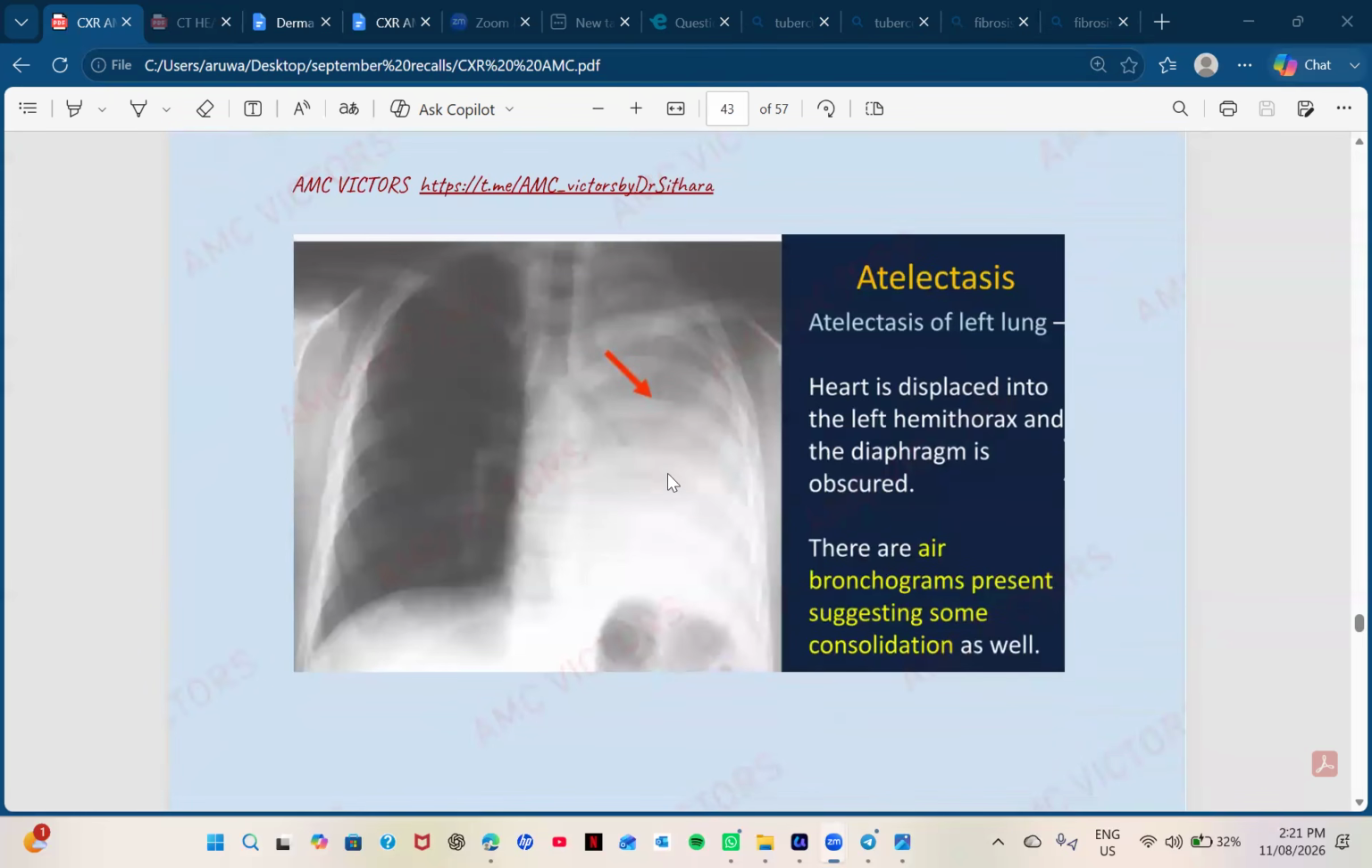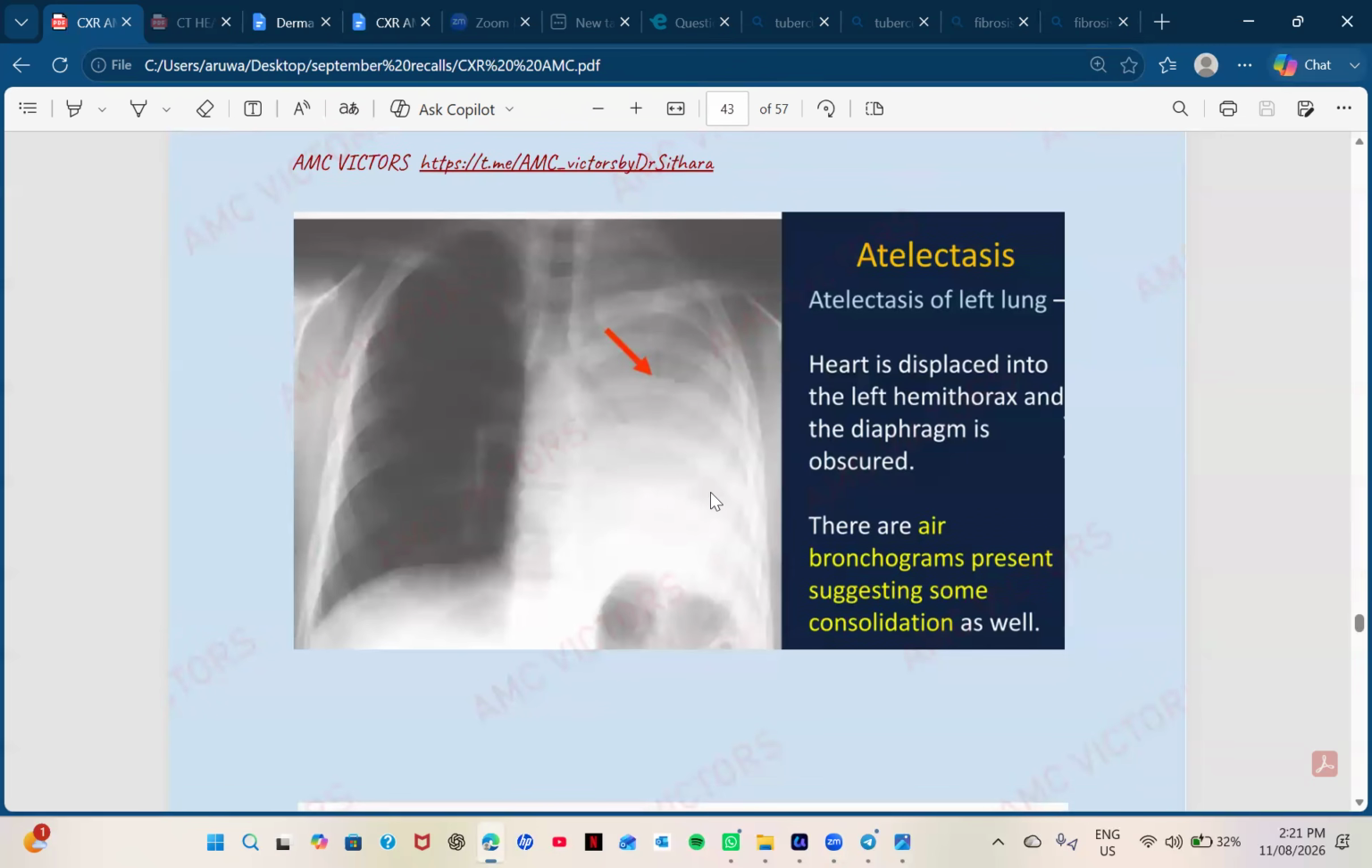And you see the trachea also, it's not very clear here. But you can see the white opacity here, right? And the heart is displaced into the left hemithorax, and the diaphragm is obscured. Then there is an air bronchogram present, suggesting consolidation on this side.